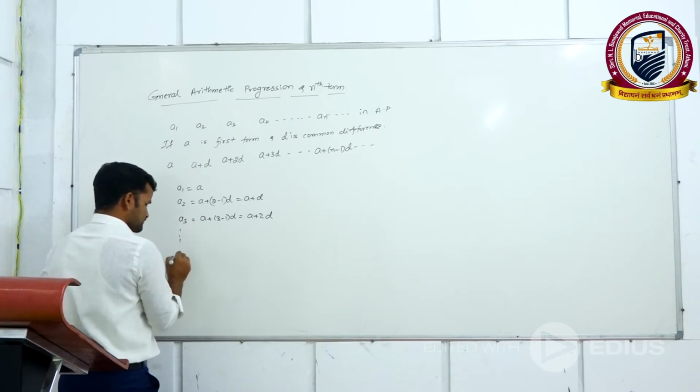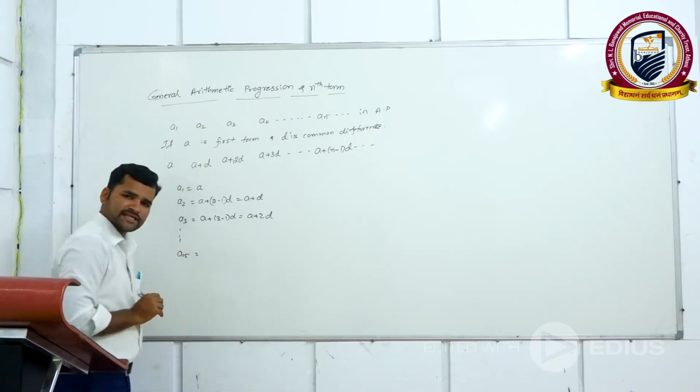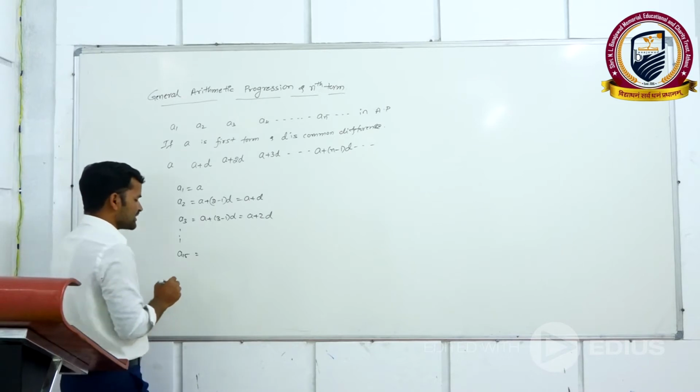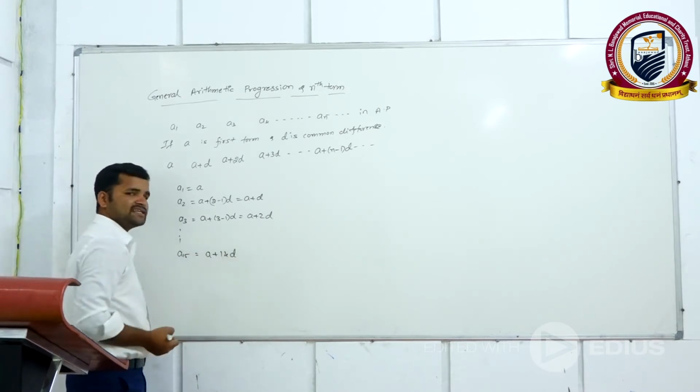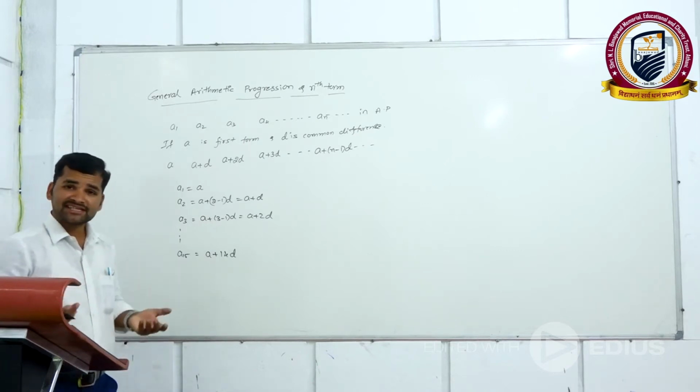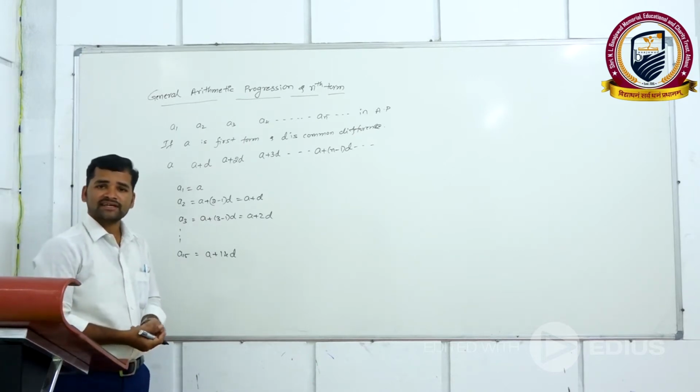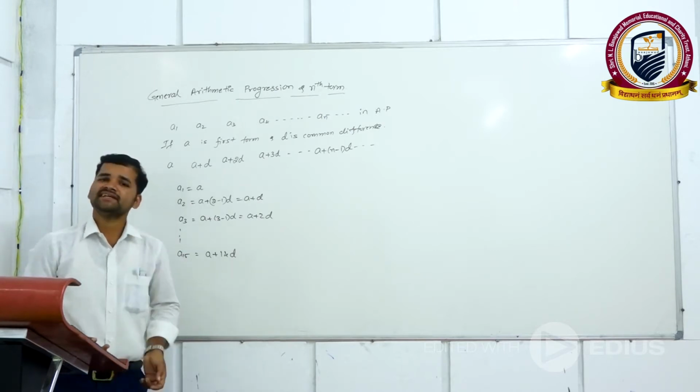In the same way, suppose we are writing the 15th term. 15th term, a15 is nothing but a plus 14d. What will be the 50th term? a plus 49d.